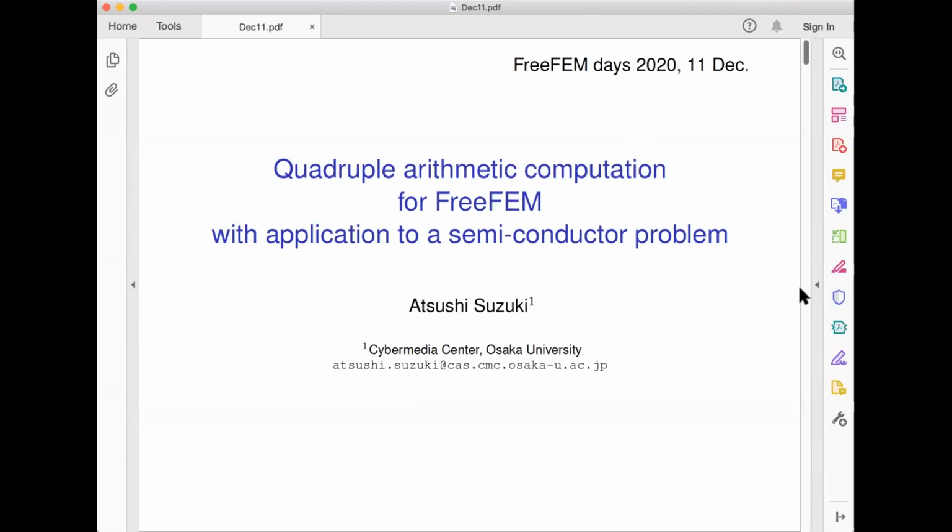Yesterday Frederick introduced me as developing quadruple precision arithmetic in FreeFEM. But unfortunately, my project is not yet finished today. But now I have some results from real computation by quadruple arithmetic. But I am talking about what we can do in the future.